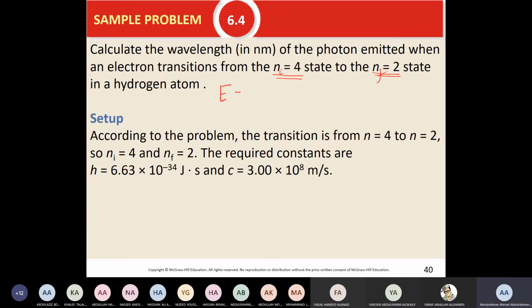Energy equals what? RH. Isn't it 1 over lambda? Well, both. As I said, it's possible. We can do it this way also. It depends. Look at your periodic table. I think you have only RH for energy. Do you have your periodic table with you?